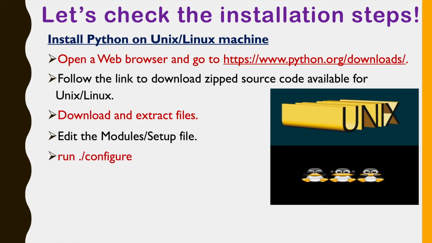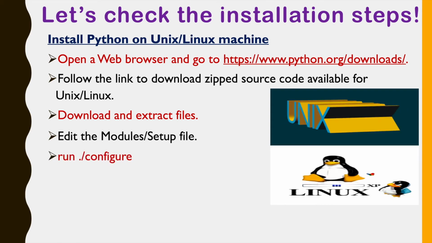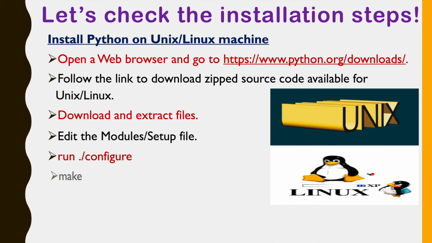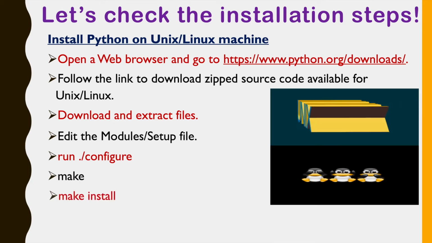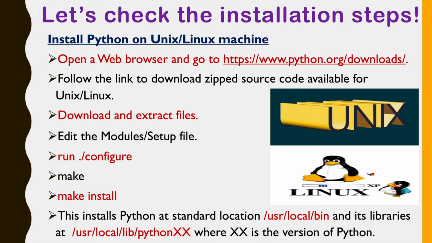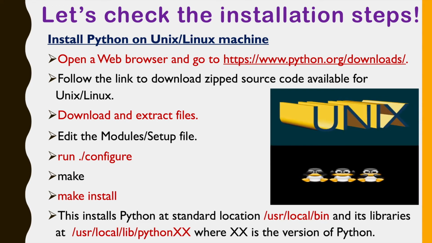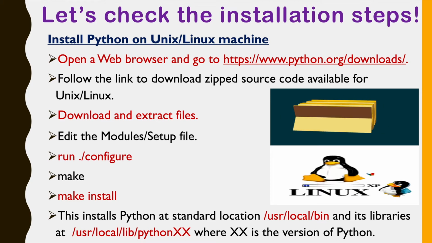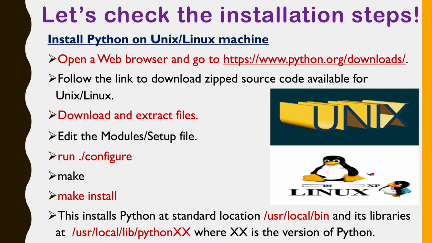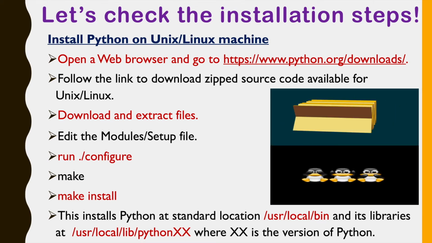Then open the terminal and run the configure script, that is ./configure. Type the command make, then type the command make install. This will install Python at a standard location, that is /usr/local/bin, and its libraries at /usr/local/lib/pythonxx, where xx is the version of your Python.